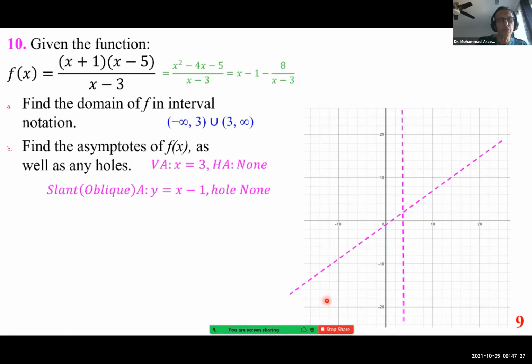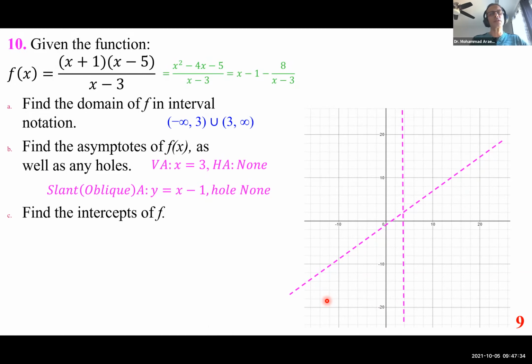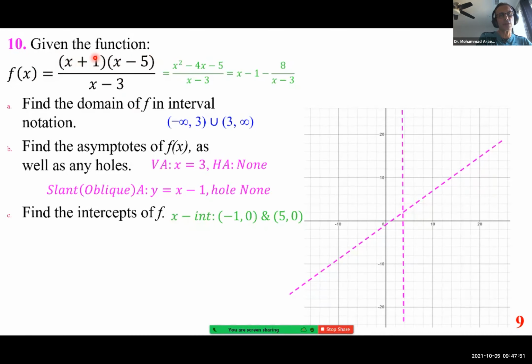So let's continue with intercepts. In order to find the intercept, set x equal to 0, find y, set y equal to 0, find x. So I hope you see that if you set y or f of x equal to 0, that means you're setting the numerator equal to 0. That's for the x-intercept. So x is what? Negative 1. X is what? 5. Negative 1 means negative 1, 0. And this one means 5, 0.